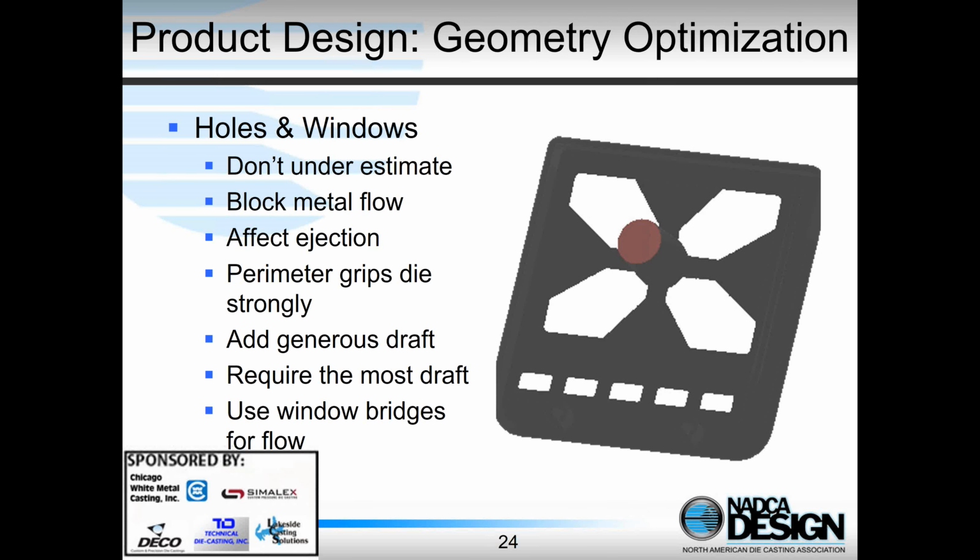We talked earlier about holes and windows, and often these are features that can be quite difficult to fill around, and then often can be quite difficult to eject the casting. What happens is the casting tends to grab around the window, it shrinks on the window, and as we talked about earlier, we need lots of generous draft. And often we require more draft on windows than any other features on die casting.